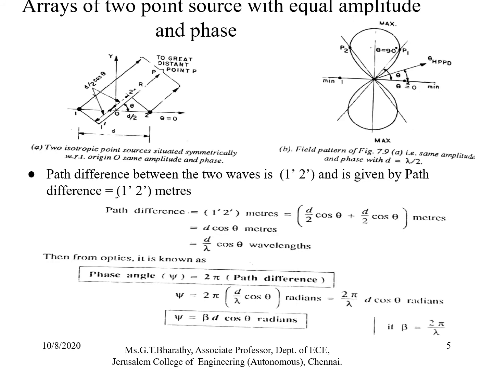So the path difference between the two waves is 1 dash 2 dash. It is given by d by 2 cos theta plus d by 2 cos theta, which is d cos theta in meters. If we represent in terms of wavelength, it is d by lambda cos theta. We know that the phase angle psi is 2 pi times the path difference. Substituting the path difference in wavelength, we get the phase angle psi is equal to 2 pi into d by lambda cos theta radians. We know that 2 pi by lambda is equal to beta. So substituting 2 pi by lambda as beta, we get the phase angle psi as beta d cos theta radians.